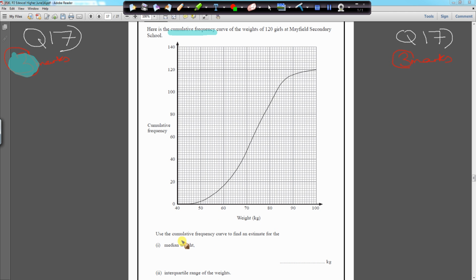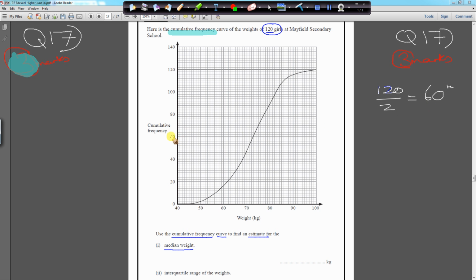Let's go for blue. Use the cumulative frequency curve to find an estimate. Remember, estimate does not mean guesstimate, for the median weight. Now, the word median in statistics is talking about the middle value. We have 120 girls, so we have 120 values. If we divide 120 by 2, that gives us a nice and straightforward 60. So the 60th value is the middle value.